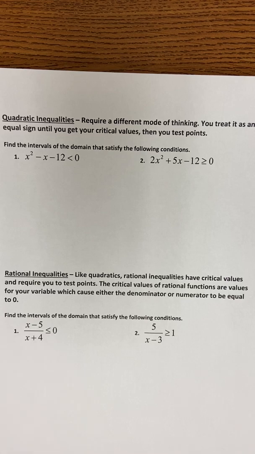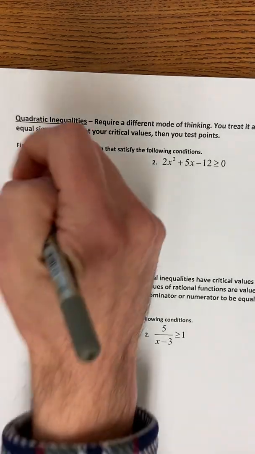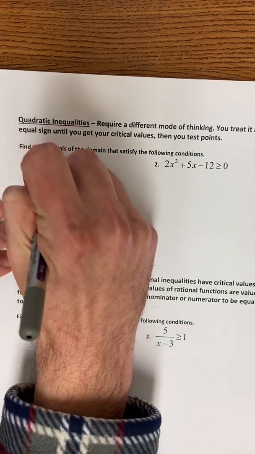So find the intervals of the domain that satisfy the following condition, where x squared minus x minus 12 is less than 0. Okay, so the first thing we need to reason through is that in order for a number to be less than 0, it's got to cross 0 at some point. The only places to cross from positive to negative are at the zeros specifically. So we need to find the zeros of this particular quadratic. So we will set it equal to 0 to find the zeros.